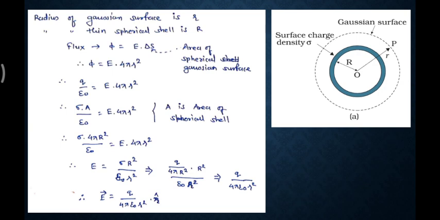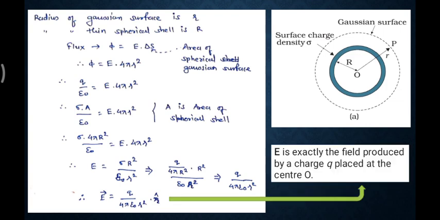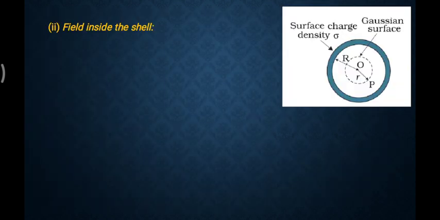E is equal to q upon 4 pi epsilon 0 r square, where the vectorial form looks like q upon 4 pi epsilon 0 r square into r cap in the particular direction, where the observation point P you have taken, through which the electric field passes, can be the r vector. And this E is exactly the field produced by the charge q which is present at the center O. This is exactly the same as what we have in the center.